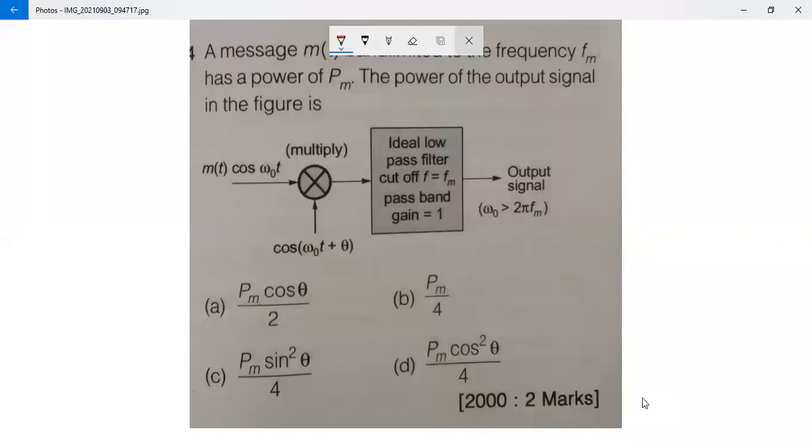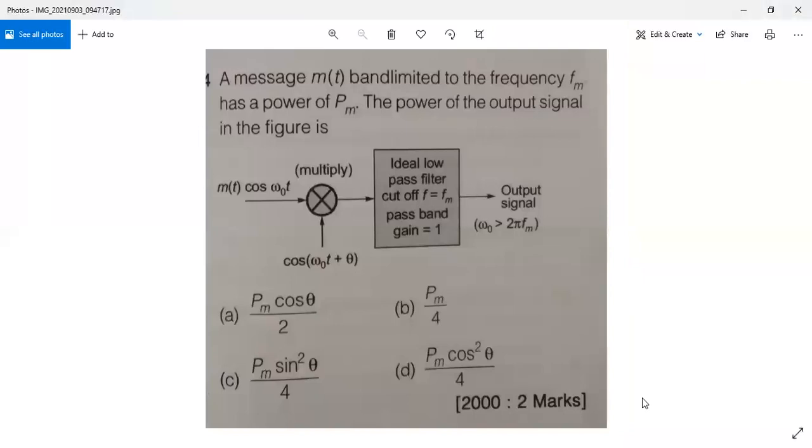So the very first question is: a message m(t), band limited to frequency fm, has a power of Pm. This question was asked in 2000, and it is of 2 marks. So there is a band limited signal of frequency fm with a power of Pm. We have to find the power of the output signal in the figure, whatever the signal at the output.